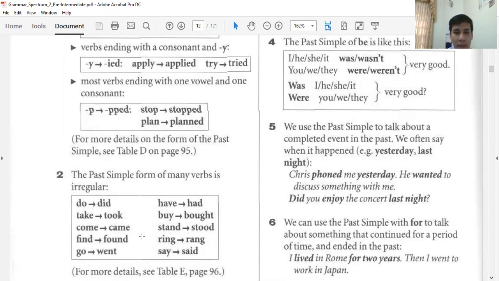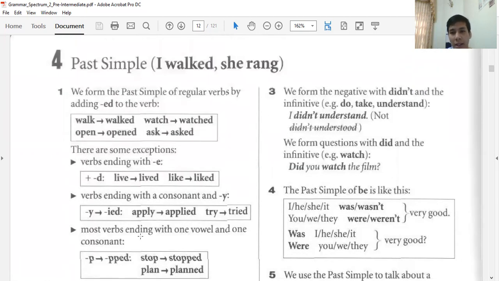Okay. So now move to number three, how we make the question, not question, the negative. And then we will learn about the question later. We form the negative with didn't. We use didn't and the verb in the infinitive. For example, infinitive normally is like do, or take or understand. Some people or some textbooks say base verb or base form. Or sometimes we can say the original verb, the original form of the verb.